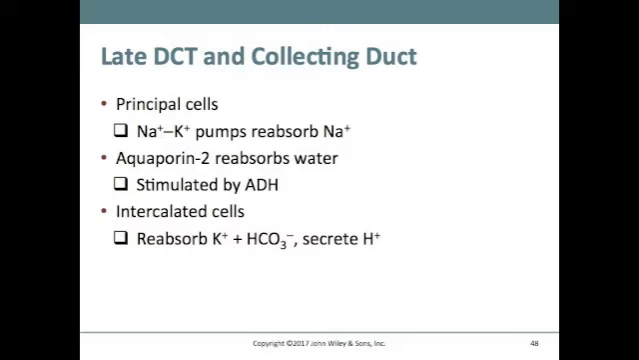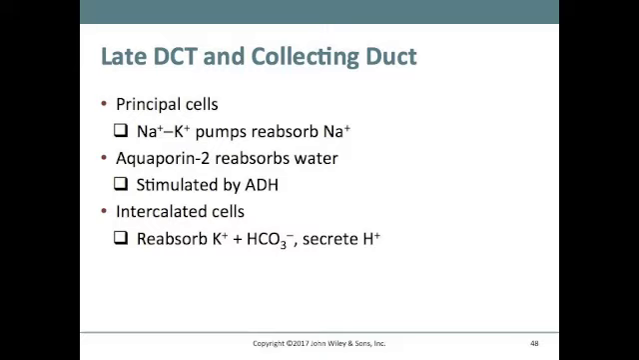So the principal cells and the intercalated cells are present at the late or terminal part of the distal convoluted tubule and throughout the collecting duct. The principal cells reabsorb sodium ions and secrete potassium ions. These cells also have receptors for aldosterone and antidiuretic hormone. The intercalated cells reabsorb sodium bicarbonate and secrete hydrogen ions, thereby playing a role in blood pH regulation. In addition, the intercalated cells reabsorb potassium ions.